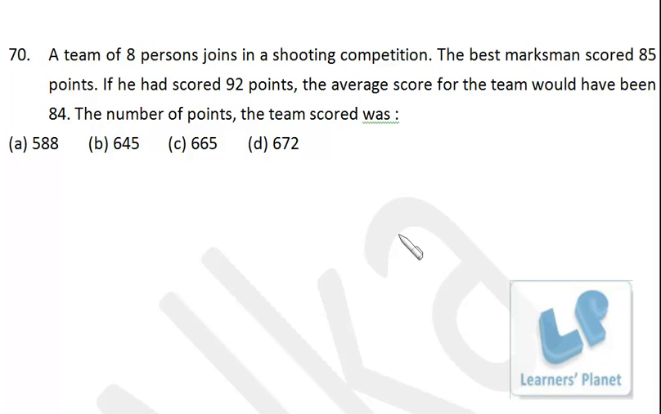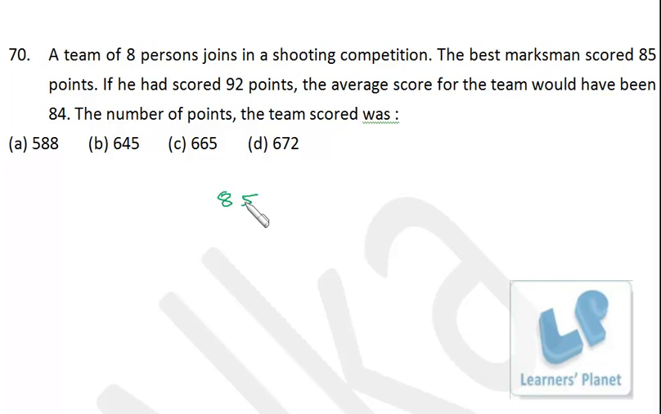A team of 8 persons joins in a shooting competition. The best marksman scored 85 points. If he had scored 92 points, the average score for the team would have been 84. The number of points the team scored was. Okay. See, the best person is making a score of 85, right?